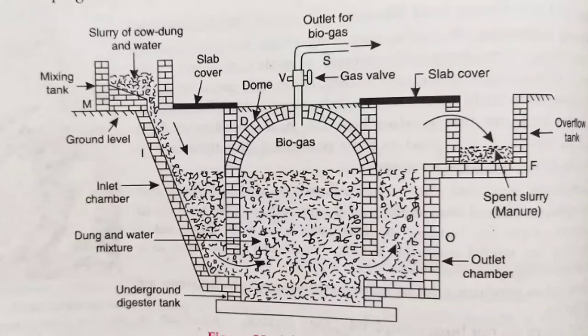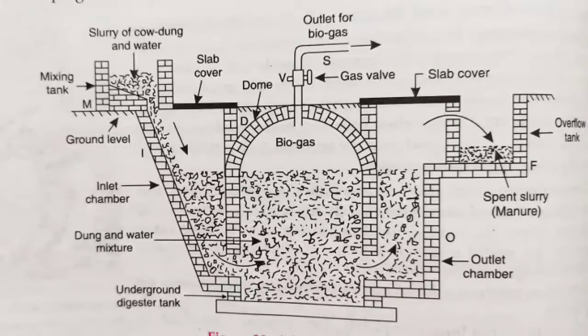So from the overflow tank, the spent slurry is removed gradually. So the spent dung slurry left after the extraction of biogas. जैसे ही फिर बायोगैस का एक्सट्रैक्शन हो जाता है तो जो लेफ्ट बचा वो क्या है? Slurry left over after extraction of biogas is rich in nitrogen and phosphorus compounds and hence forms a good manure. तो जो slurry जो बच जाता है तो वो what is it? It is a good manure. It contains nitrogen and phosphorus compounds.